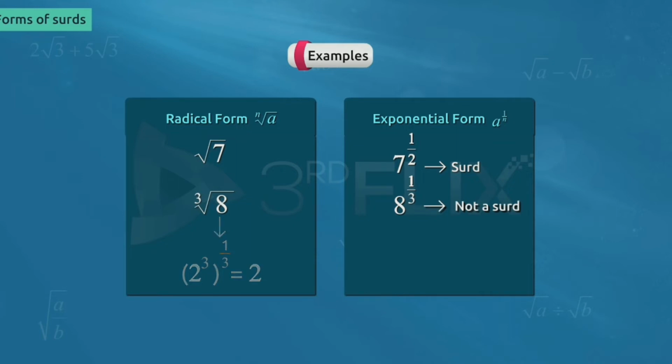Consider the real number root of root 2. It may be written as 2 power 1 by 2 whole power 1 by 2 equals to 2 power 1 by 4 equals to 4th root of 2. So, it is a surd.